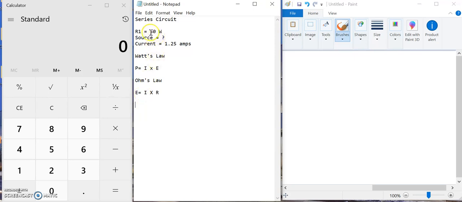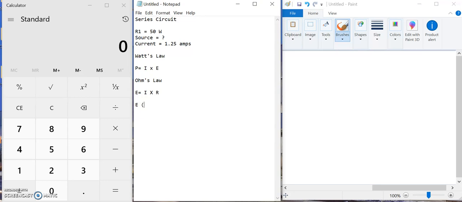So in this case, say we wanted to figure out our source voltage, because we have one resistor in series. That one resistor is going to drop the entire source voltage. We can't have anything going back to the battery. So in this case, this is what I do to make it easier for me to understand, trying to figure out source, right?